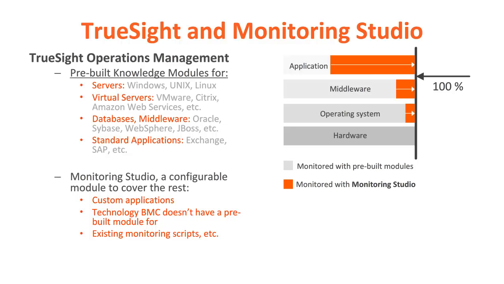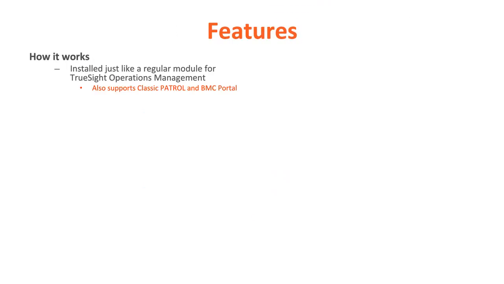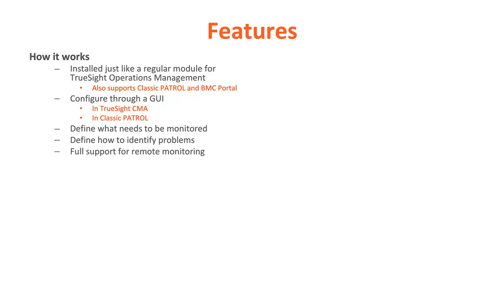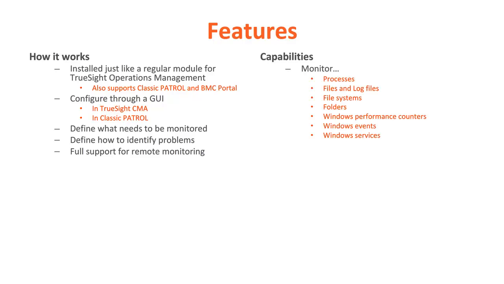Using Monitoring Studio is really easy. It can be installed as any regular module for TrueSight Operations Management and can be configured either through CMA or Patrol Classic. In a few clicks, and thanks to intelligent wizards, we can define what needs to be monitored. We can, for example, ask Monitoring Studio to monitor processes, files, file systems, and Windows performance counters.